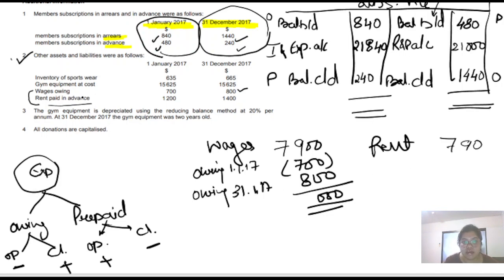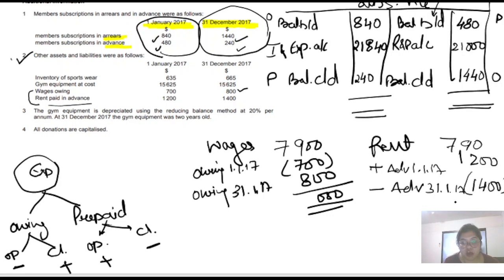790, and the rent advance means prepaid. Opening is 1200, so opening we are going to add. So add advance on 1/1/2017, which is 1200, and we have to deduct advance 31st 1/2017, which is 1400. So after solving this, our answer is 4,600. Okay, now the thing is clear to you, I guess.